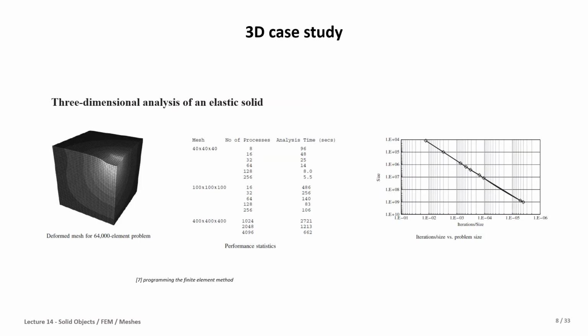The solution is performed with three setups of meshes. These meshes are 40, 40, 40, 100, 100, 100, and 400, 400, 400. You see for every one of these mesh categories, we know the number of equations from the previous one. To see the impact of the solution with different numbers of processors, you see when the number of processors goes up, it really reduces the computing time. With 8 processors, the time is 96 seconds. With 256 it is 5.5 seconds.